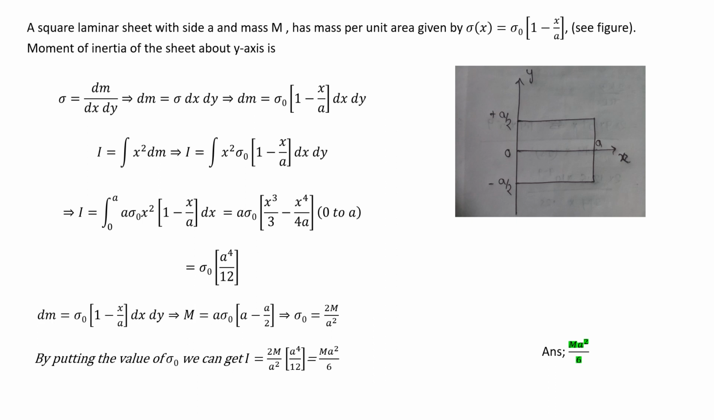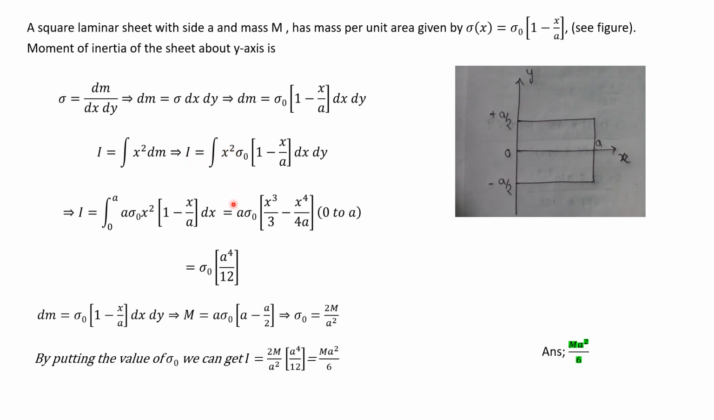So here is our solution. In the question it has been given that sigma x is equal to sigma naught (1 minus x by A), and we can write sigma is equal to dm by dA, that is dm by dx dy. So here dm will be sigma dx dy, and dm will be sigma naught (1 minus x by A) dx dy. And again we know that the moment of inertia I is given by the integration of x square dm.